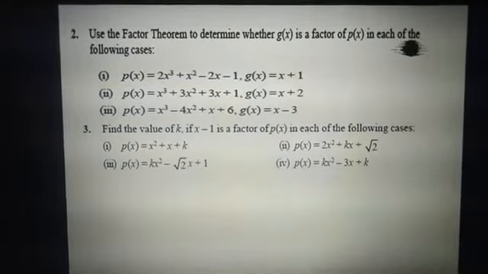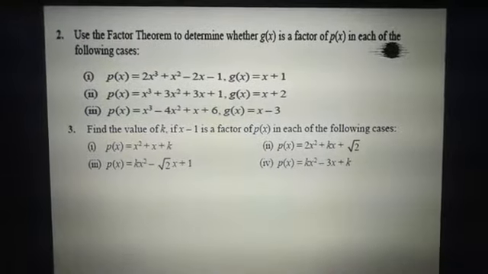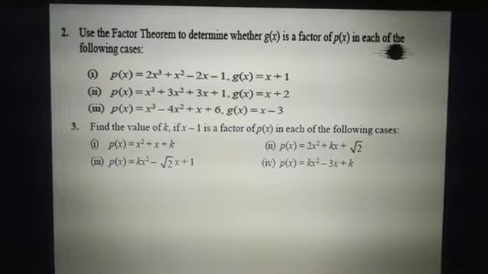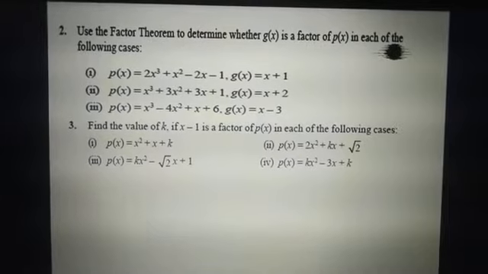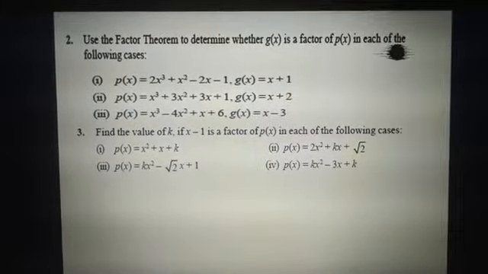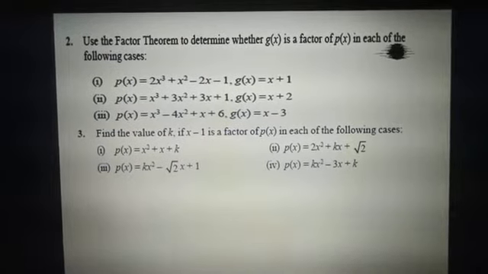So substitute that x value into p of x. So what remainder will you get? If the remainder is 0, then g of x is a factor of p of x. If the remainder is not equal to 0, then g of x is not a factor of p of x.